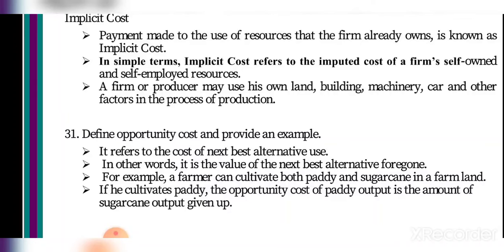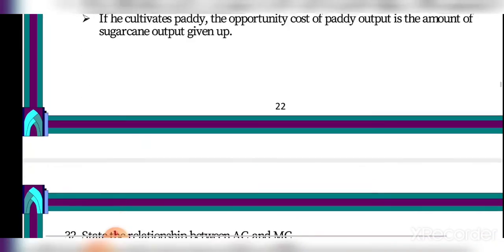Define opportunity cost. Opportunity cost in simple words is the alternative use. That is, it refers to the cost of the next alternative use. We are not getting a product or anything in the process of production. There is a next best alternative use. This is an important phrase for opportunity cost. In other words, it is the value of the next best alternative foregone. For example, a farmer can cultivate both paddy and sugarcane in a farmland. If he cultivates paddy, the opportunity cost of paddy output is the amount of sugarcane output that must be given up.